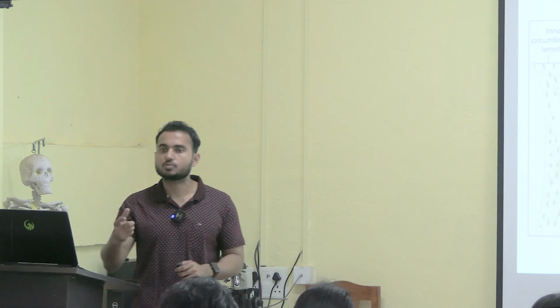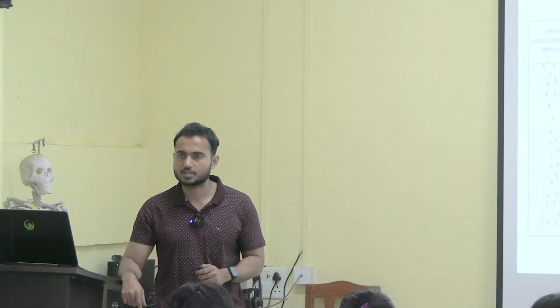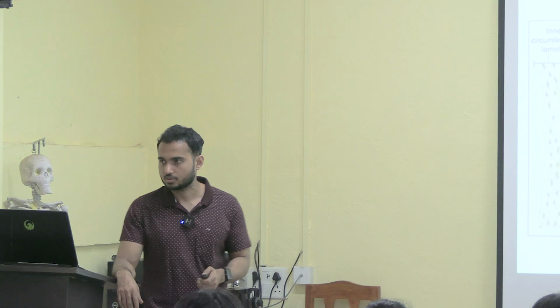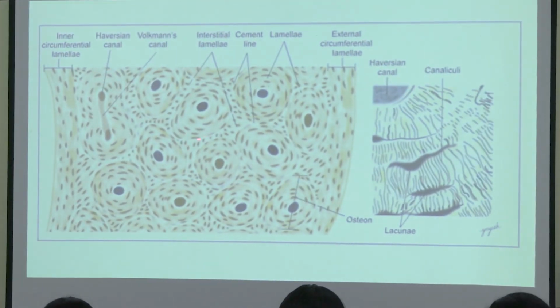Okay, when I zoom it in 40x, at that time you can see at the center small structures. These are nothing but the remnant of some blood vessels. Now can you see the interstitial lamellae? This is one concentric lamellae, this is one concentric lamellae. In between both, can you see the interstitial lamellae?